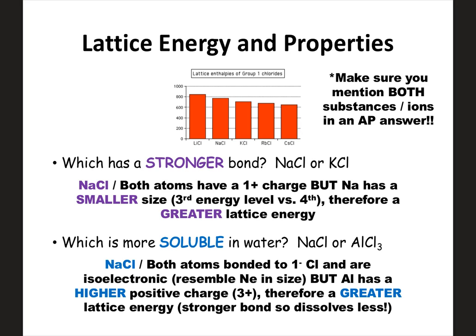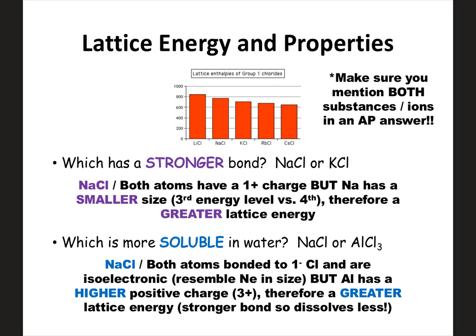Remember, smaller size, greater attraction. So we're not looking at the charge here because the charges in each are both 1 plus and 1 minus. Very important to mention. So it's going to come down to the size. If the sodium has a smaller size and a greater attraction, it's going to have a higher lattice energy, therefore a stronger bond. Very important to remember, you mention all substances and ions here in order to get full points.